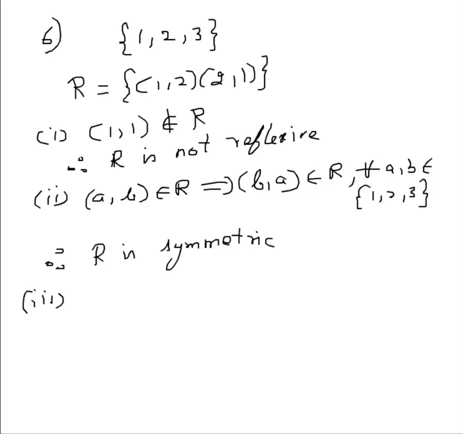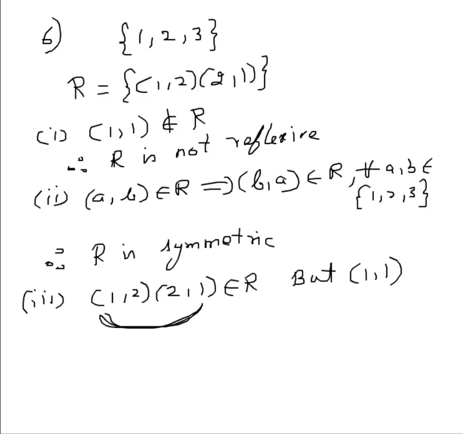Now let us check the third one, the transitive condition. (1, 2) and (2, 1) belong to R. But check for (a, c), that is (1, 1), doesn't belong to R. Therefore, R is not transitive.